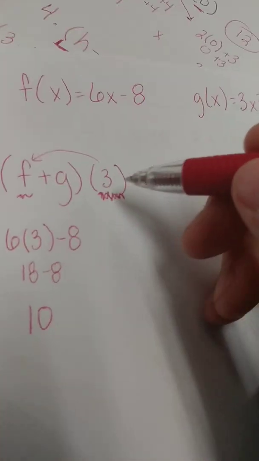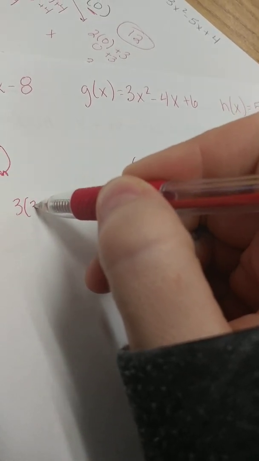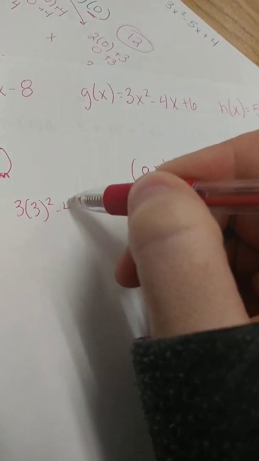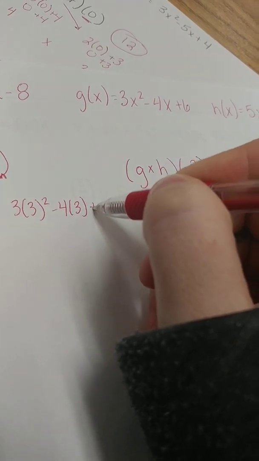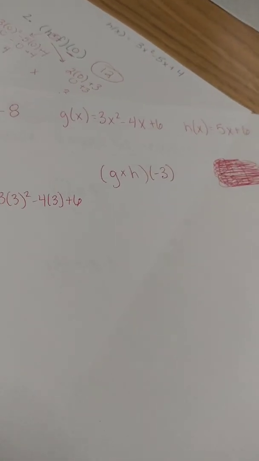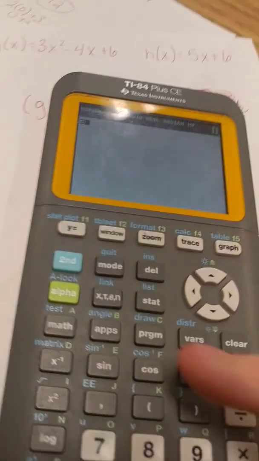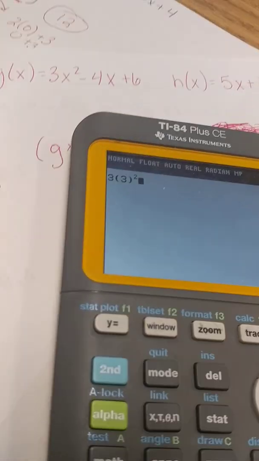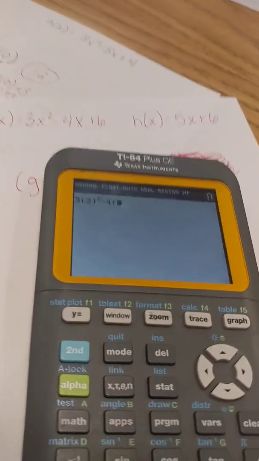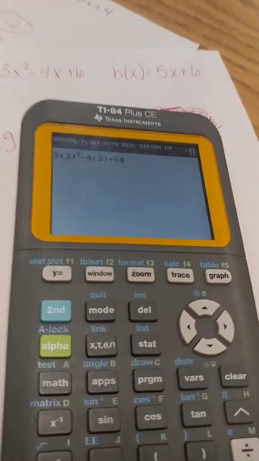Do the same thing for function g. Function g is 3 squared minus 4 times 3 plus 6. And again, I told y'all, please don't try to do this in your heads if you don't have to. You can actually type it in with the parentheses and all into your calculator, and it will give you the right answer. It's 21.